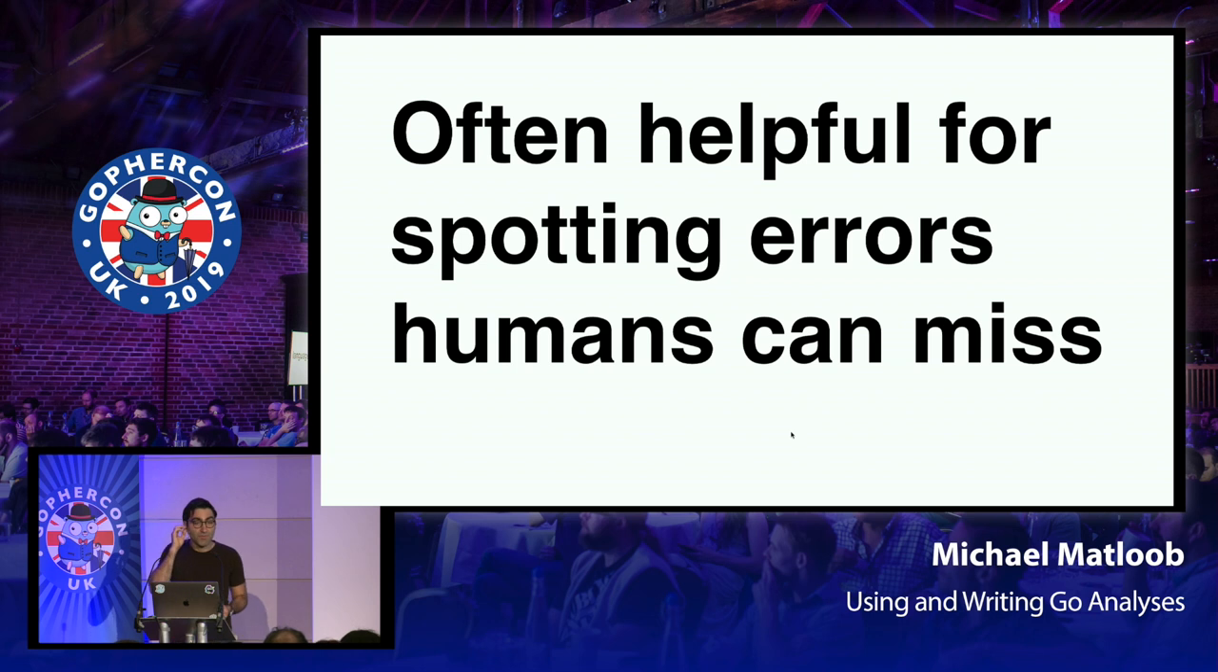The example before, we could have spent so much time looking at it and not figuring out what the problem was. Because we have an analyzer, the computer will look at the code and will always get it right. It always knows that there's something wrong with it and it can report it to us and we can fix it.